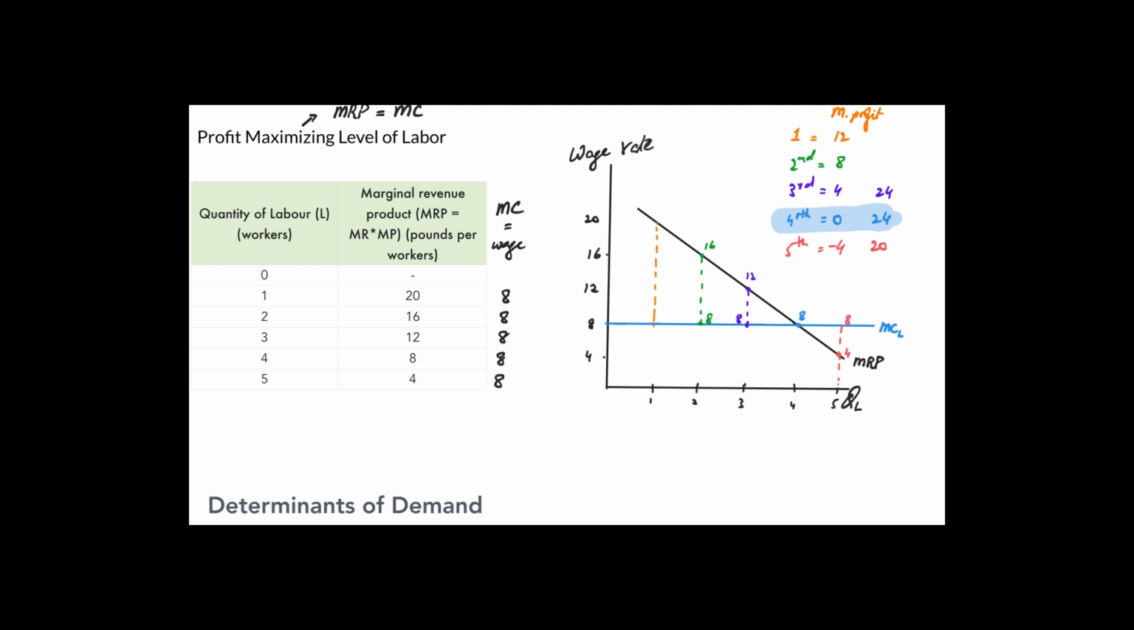4 workers के ऊपर क्या हो रहा है? At 4 workers, MRP is equals to MC, right? This is my profit maximizing. 24, highest peak I'm gonna do at the 4th.